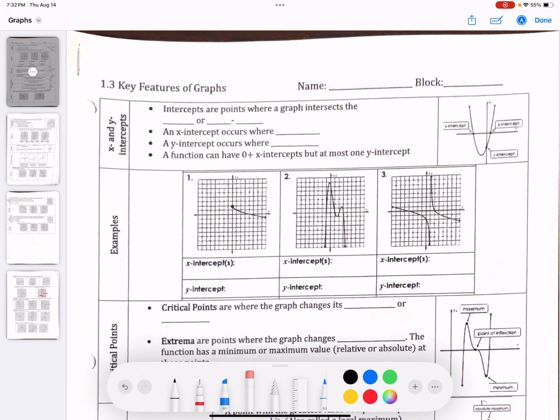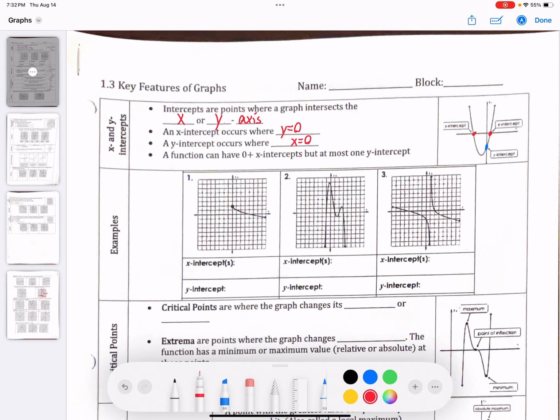So intercepts are points where a graph intersects the x or y axis. An x-intercept occurs where y equals 0. And a y-intercept occurs where x equals 0. A function can have 0 plus, meaning 0 or more x-intercepts, but at most only one y-intercept. So in our example over to the right, these 2 points in red are the x-intercepts, and the blue point would be the y-intercept.